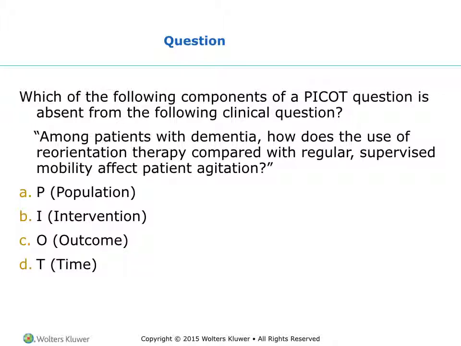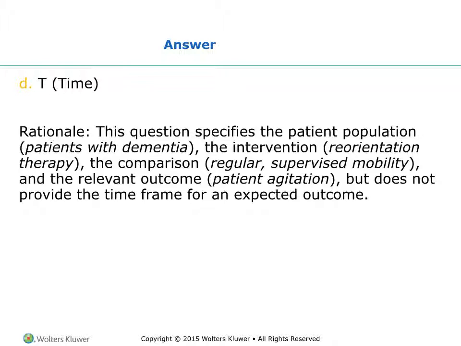You've got your population there because your population is patients with dementia. You've got your intervention, which is the use of reorientation therapy. You've got your outcome, which is patient agitation. But I don't think there's time in there. And that's the answer. So hopefully you guys have a really good understanding of the PICO question and how important it is for you to turn your clinical problem into a researchable question.